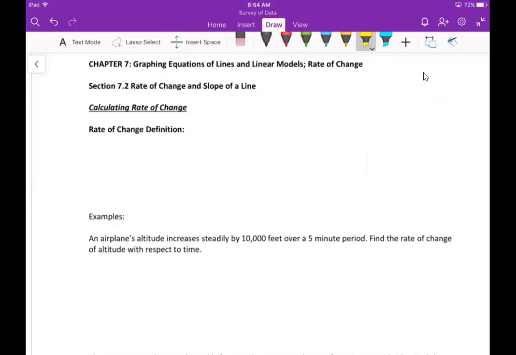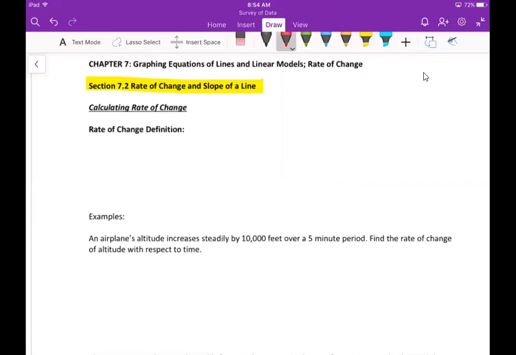So we're covering section 7.2, which is all about talking about rate of change and how that relates to the slope of a line. So in 7.1, we started visualizing those lines by graphing them using a few points. Okay, and today we want to talk about a very important part of those lines, which is rate of change. So we need a definition for rate of change to understand what it is.